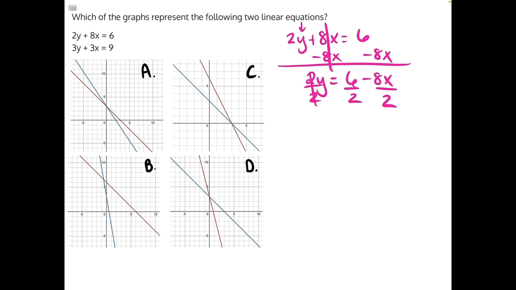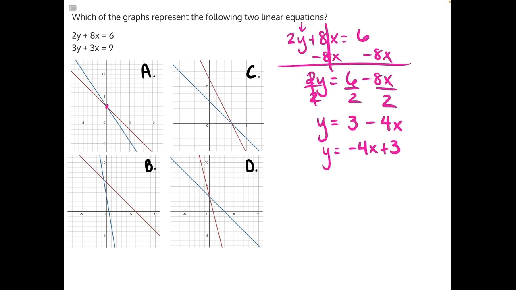These will cancel, giving us y is equal to 6 divided by 2 is 3, and 8 divided by 2 is 4. Now we just have to reorganize the terms. Y is equal to negative 4x plus 3. So we need at least one of the graphs to intersect the y-axis at y equals positive 3. Let's see if that can eliminate any answer choices for us.